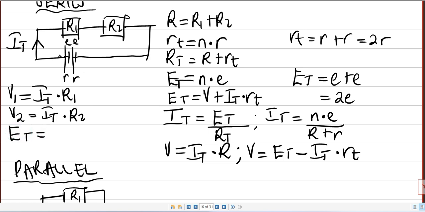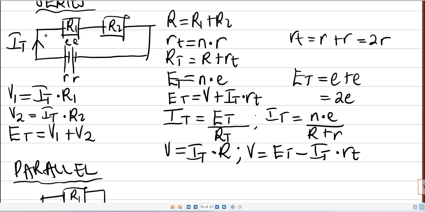In a case where you don't have the values for your battery for each cell, the alternative method for finding E total is to just add the voltage drops throughout that whole circuit. In this case, it would be V1 plus V2.